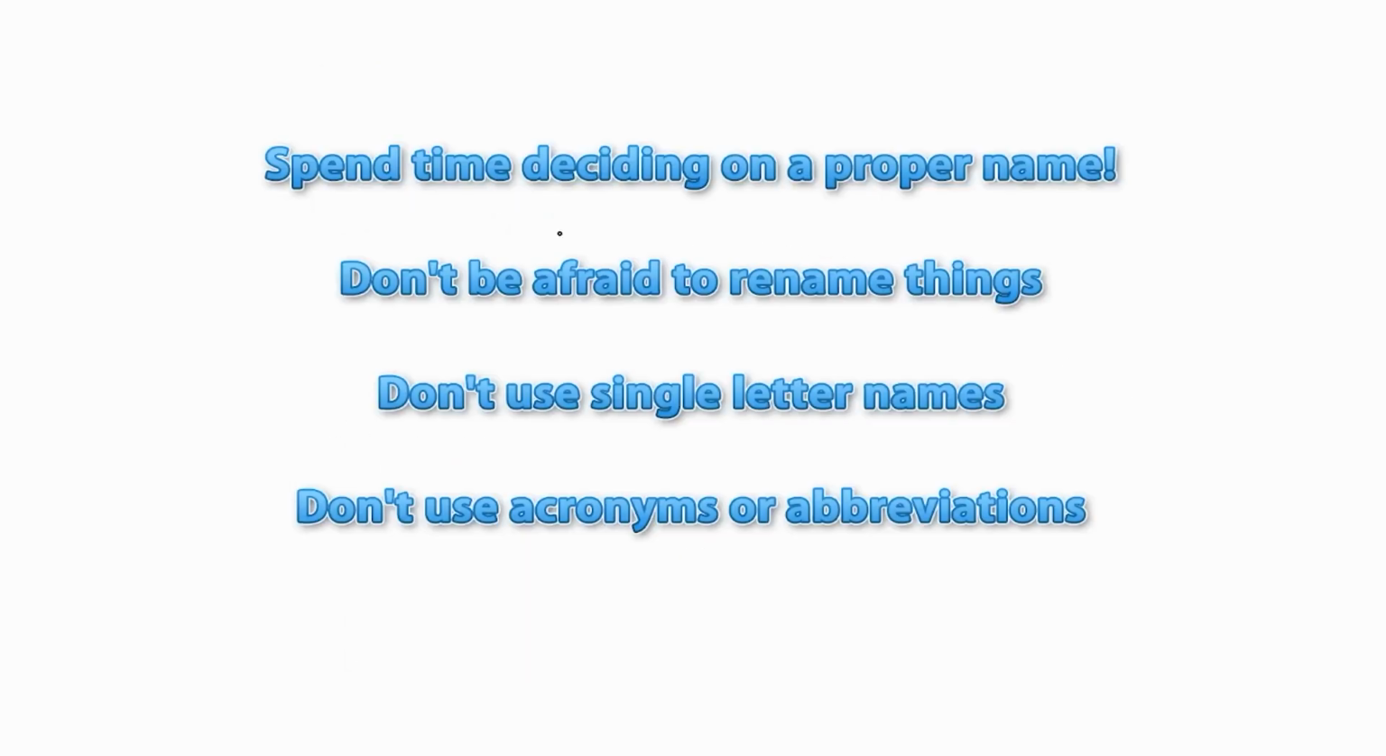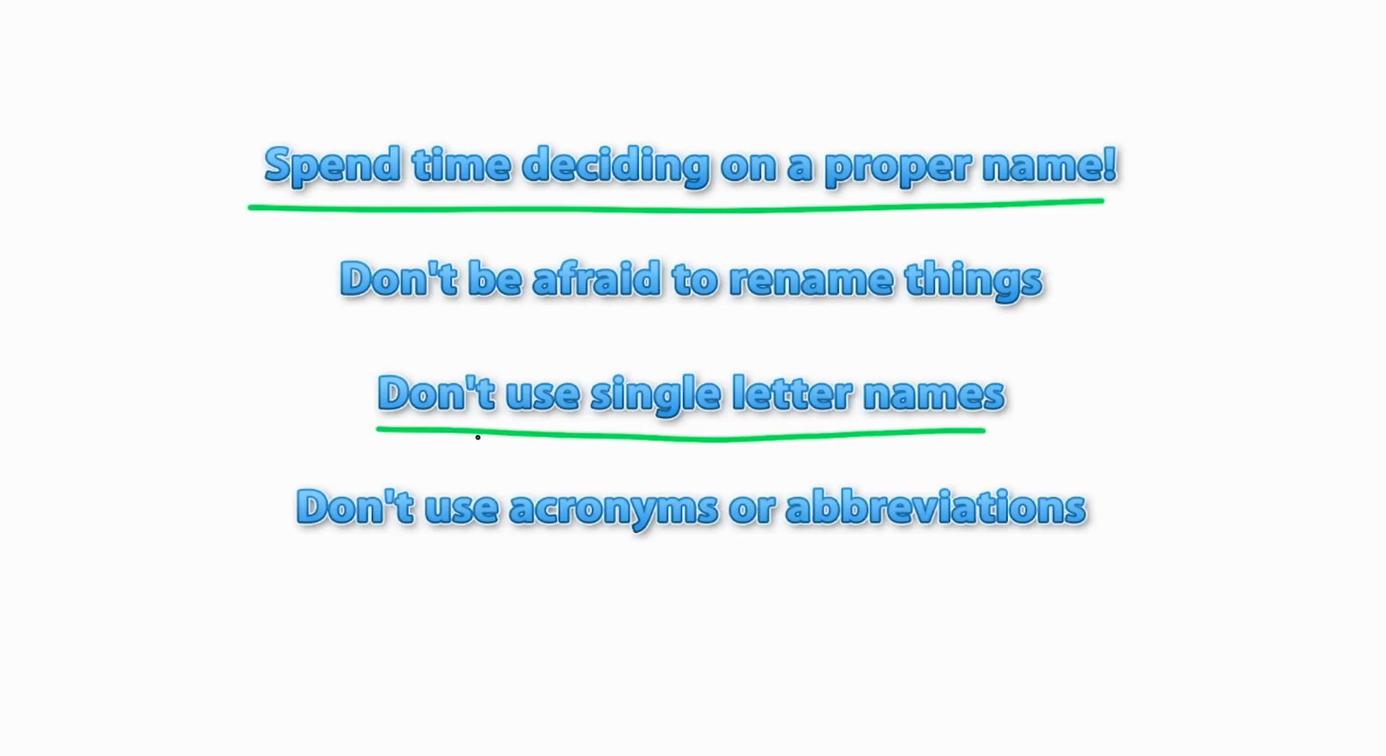And for some more very useful general rules, first is spend time deciding on a proper name. Don't just use the first name that comes to your head. Actually think what would be the proper name for this symbol. Also, do not use single letter names. A lot of beginners like to use this just because for some reason they want to be as compact as possible. But remember, the goal with code is not really to be compact, it's to be understandable. And single letter names usually are terrible.